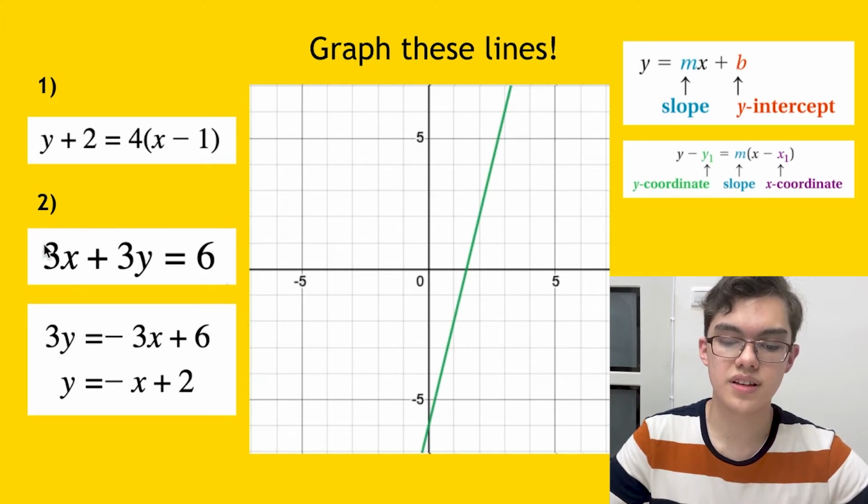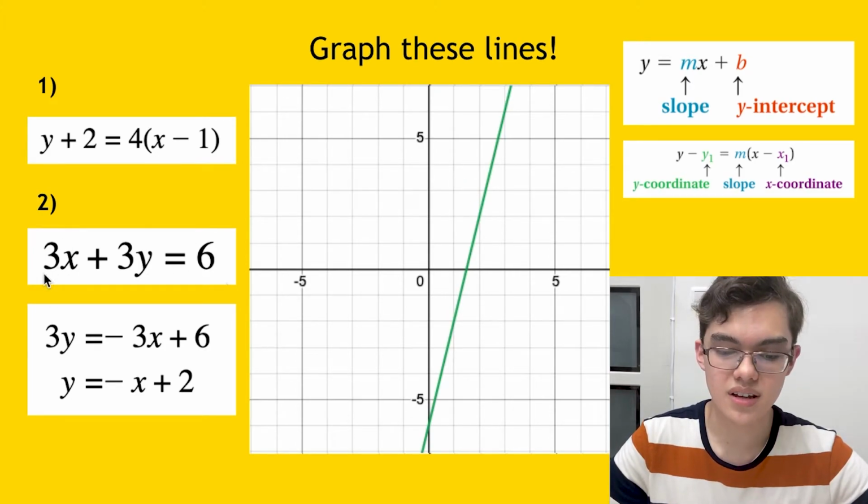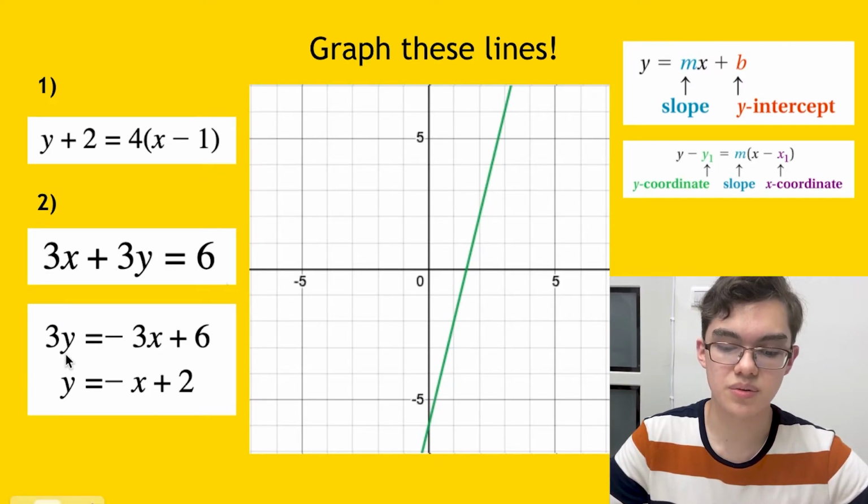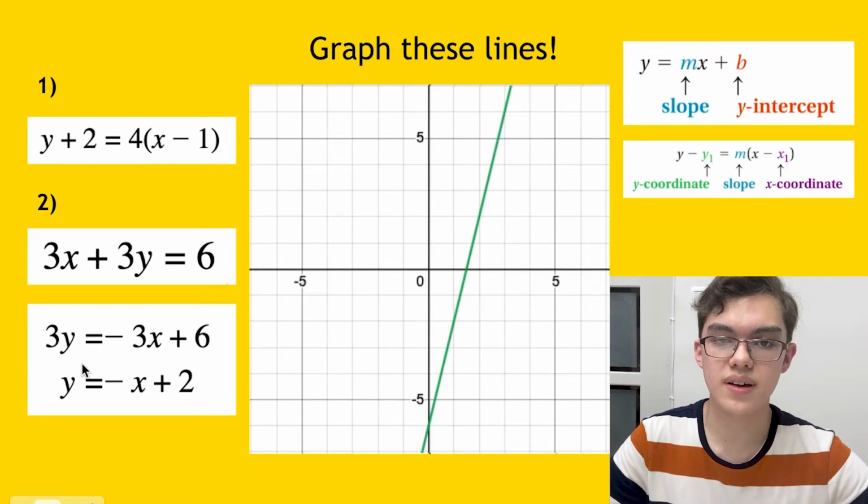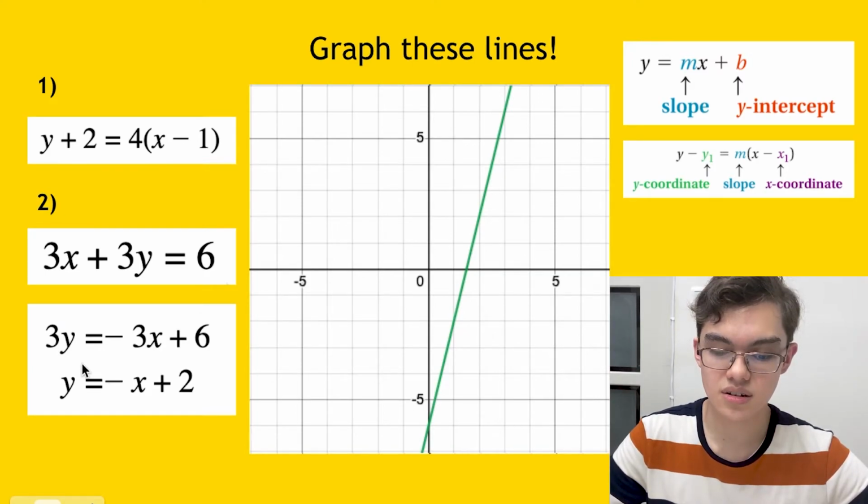And okay, good. So for this one, you have to move things around a bit. So 3x plus 3y equals 6 becomes 3y equals negative 3x plus 6. And that simplifies into y equals negative x plus 2. And so that's easy. You can graph it like that.